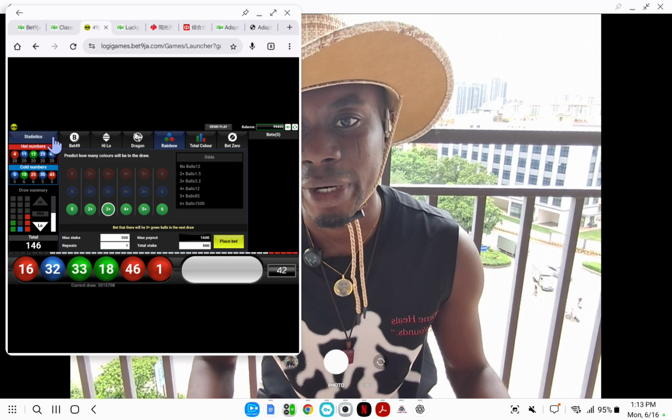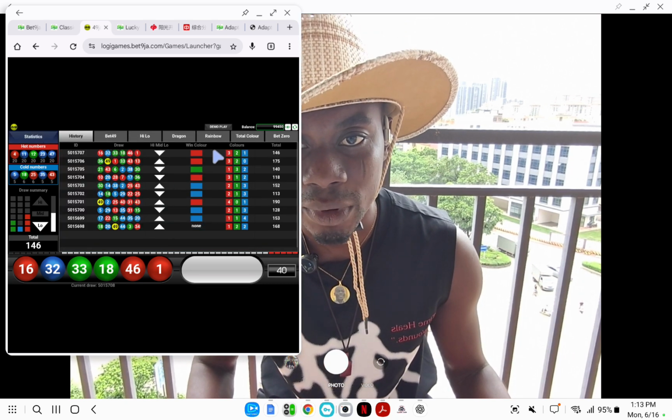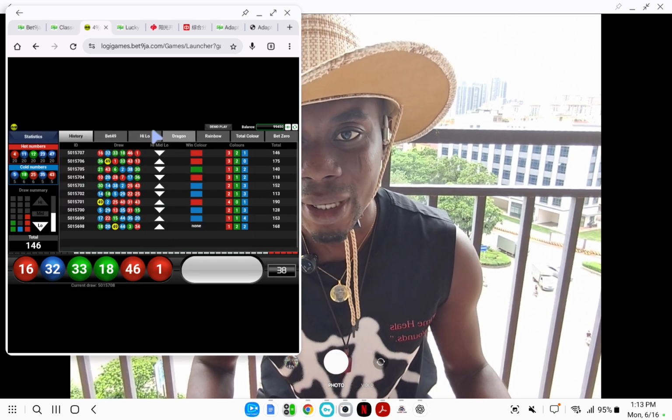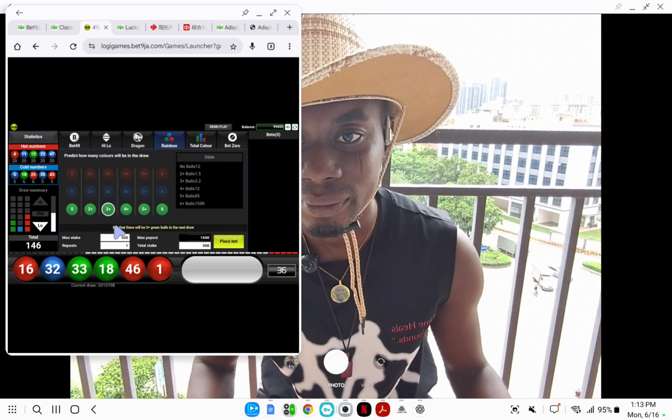It's still on red. It has not changed position, so it's still on the red. So we are expecting it to appear on the green.